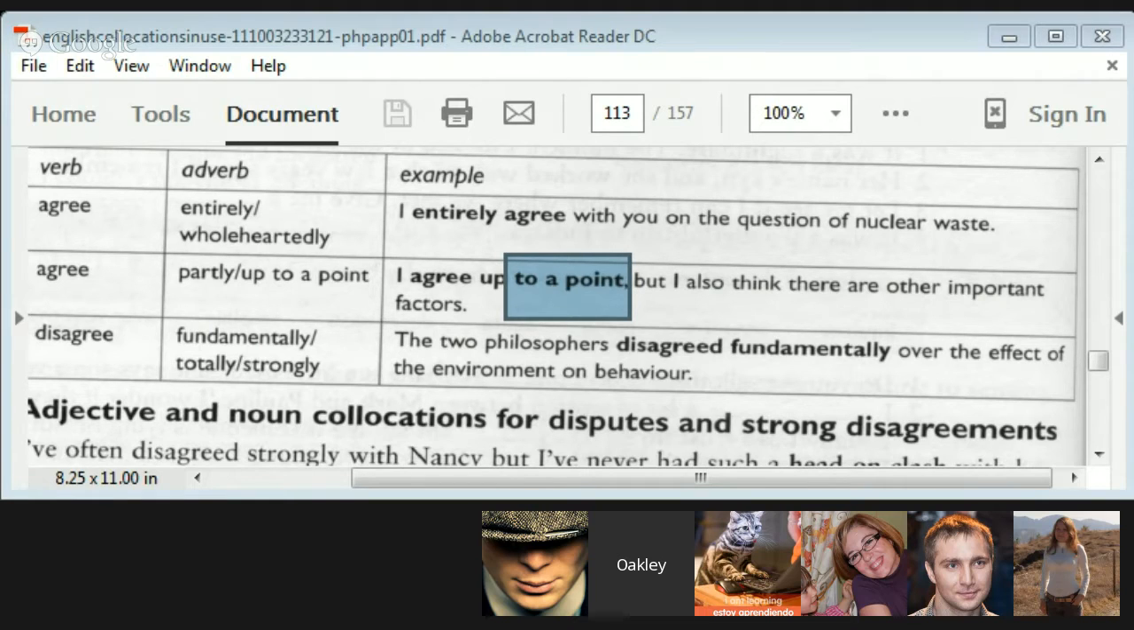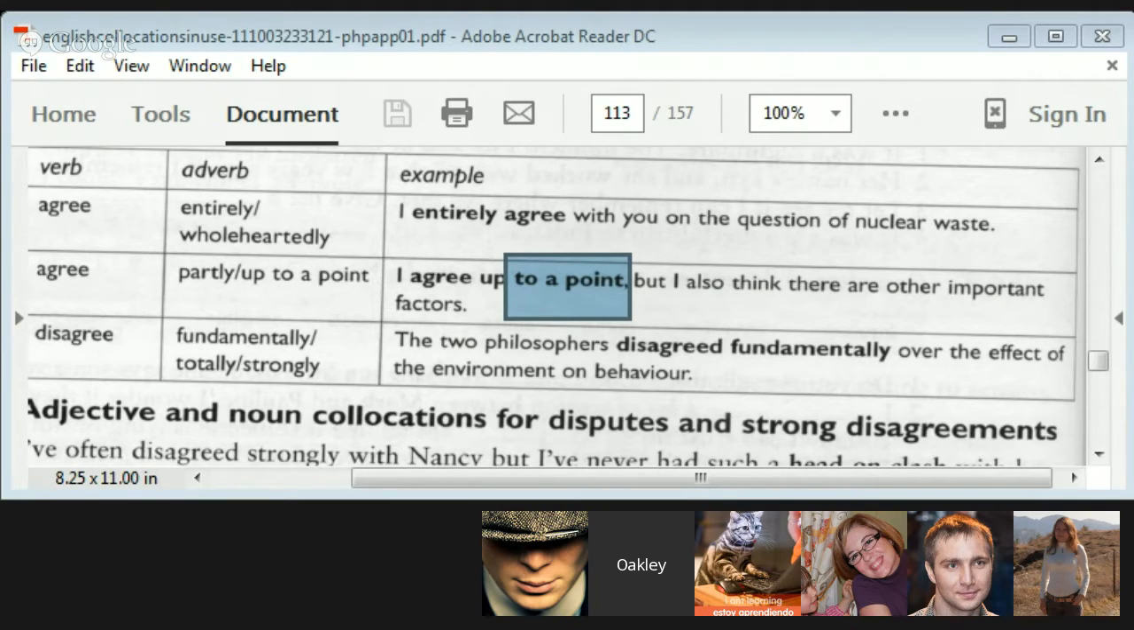I agree with you partially. Partly. Not entirely. I don't entirely, completely agree with you. I agree with part of what you're saying, or that sometimes you're right, but not always. I agree partly, but I also think there are other important factors. There you go. That's it. So you could also say, I agree with you to a certain extent, meaning up to a point.